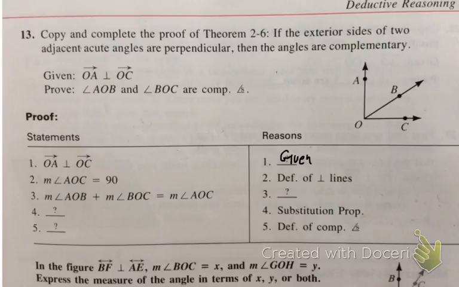All right, then we have measure of angle AOB plus measure of angle BOC equals measure of angle AOC. What lets me know that one angle plus another angle equals a bigger angle? Just shout it out, someone. Angle addition postulate. Yep. So we're going to use our angle addition postulate.